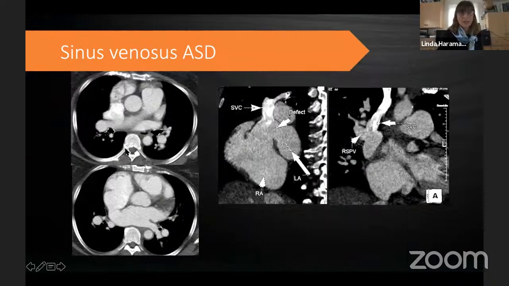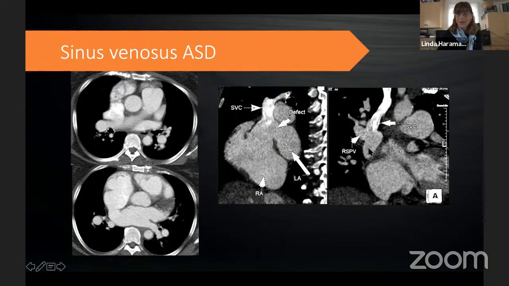On these selected axial images, they just show those 2 points. And we also do reconstructions whenever we see anything that looks funny. And you can see that this is really the hallmark of a sinus venosus defect, is that the SVC is related not only to the right atrium, but also to the left atrium. And this is the defect in the sinus venosus itself, right? The SVC should only be related to the right atrium.